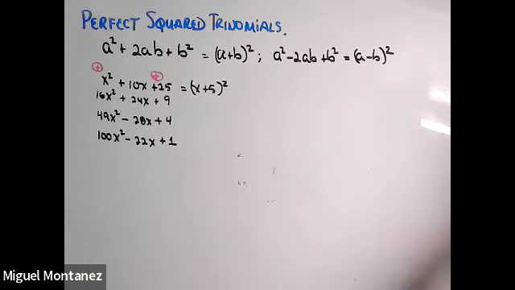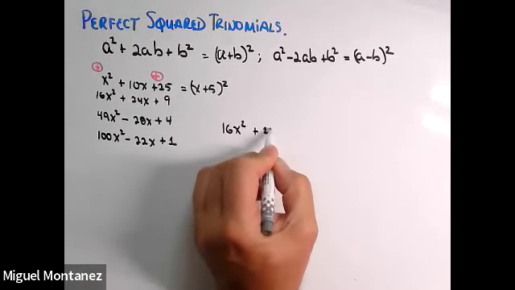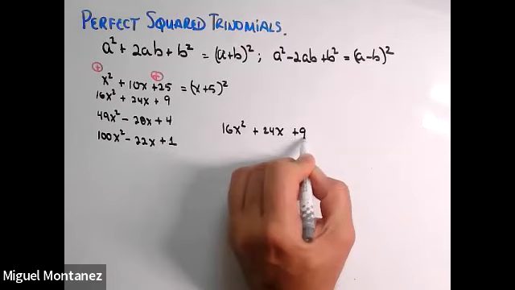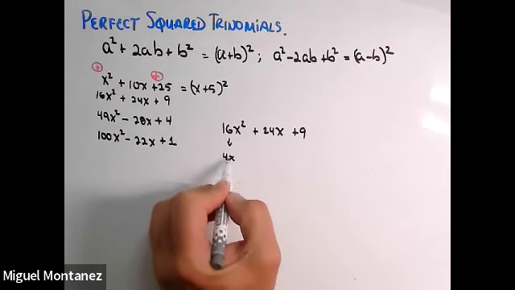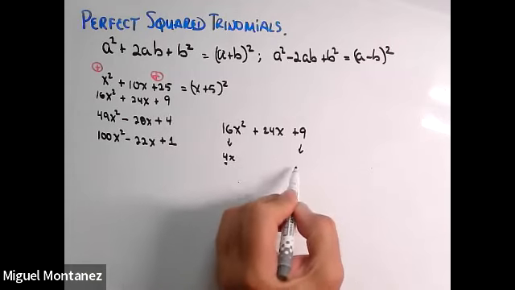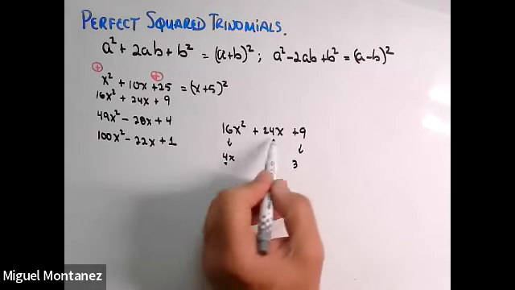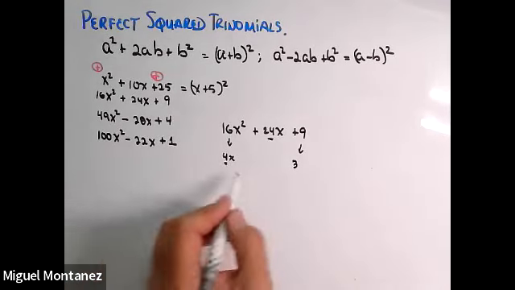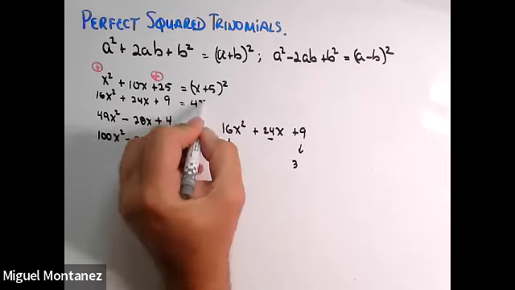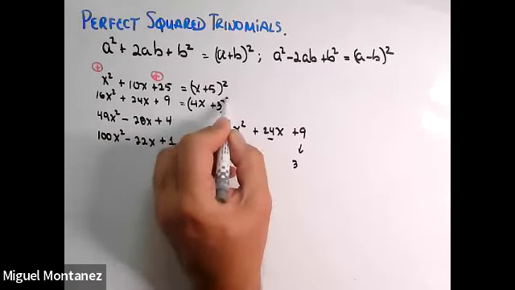Let's look at the second one. I have 16x squared plus 24x plus 9. We ask ourselves, the square root of 16 is 4, and the square root of 9 is 3. 4 times 3 is 12. If I double that, it's 24, which makes it a perfect trinomial. So this factors as (4x plus 3) squared, since the b term is positive.